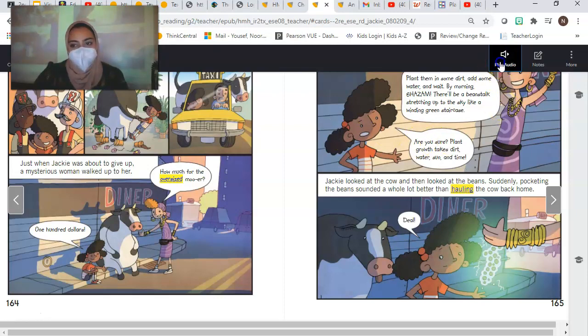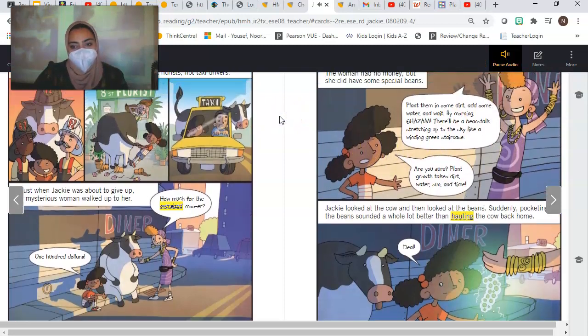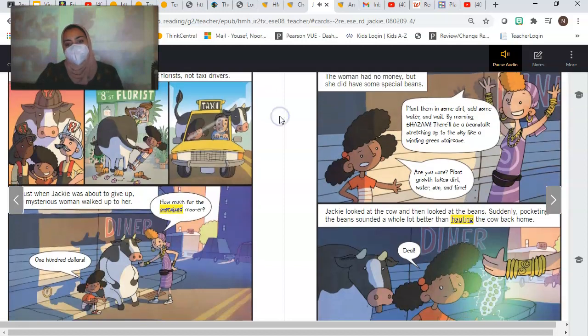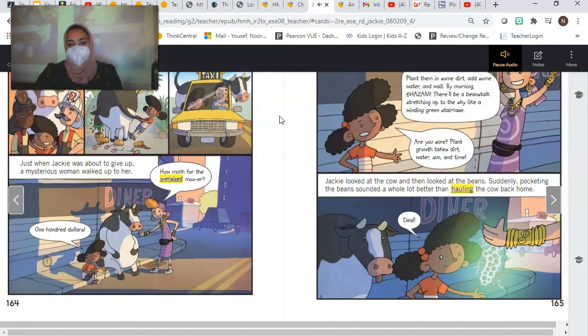Let's keep reading. The woman had no money, but she did have some special beans. Plant them in some dirt, add some water, and wait. By morning, shazam! There'll be a beanstalk stretching up to the sky like a winding green staircase. Are you sure? Plant growth takes dirt, water, sun, and time. Jackie looked at the cow and then looked at the beans. Suddenly, pocketing the beans sounded a whole lot better than hauling the cow back home.